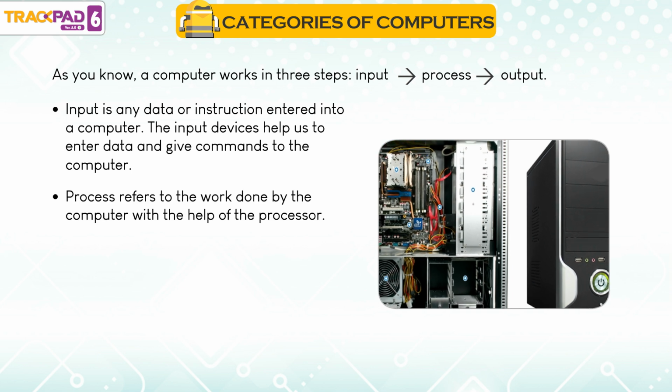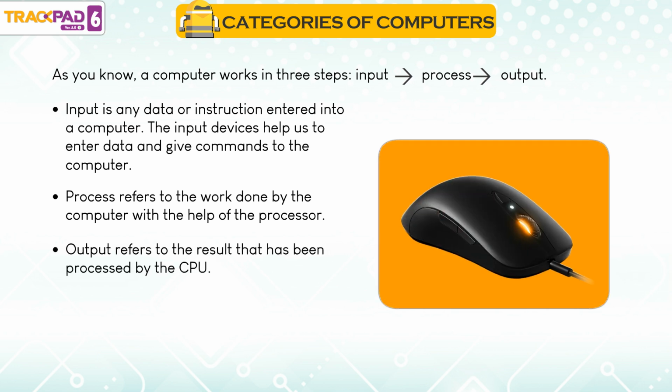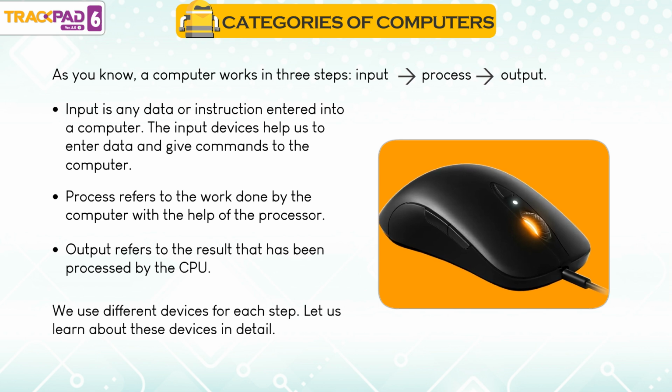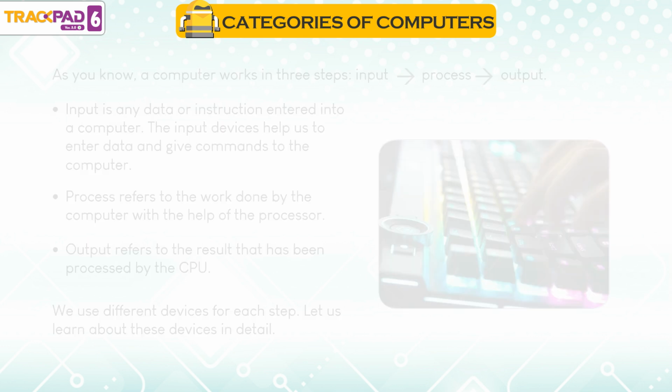Process refers to the work done by the computer with the help of the processor. Output refers to the result that has been processed by the CPU. We use different devices for each step. Let us learn about these devices in detail.